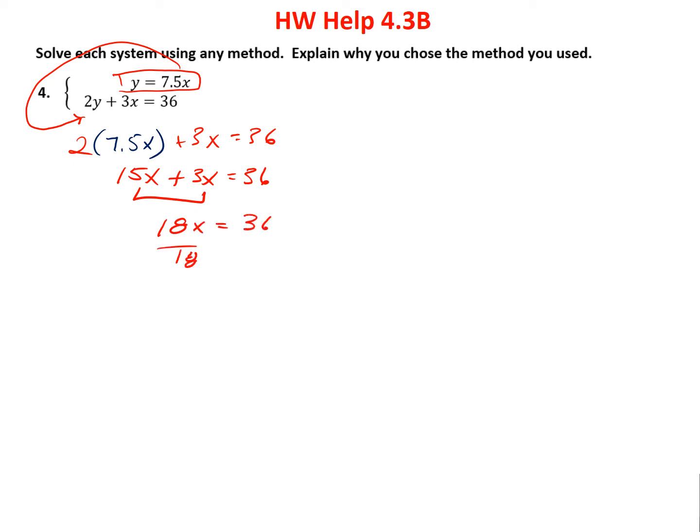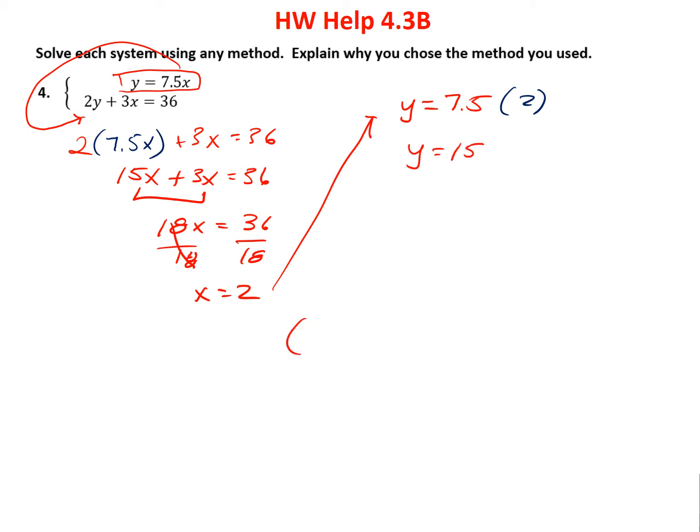Divide by 18. And we have x equals 2. Now we plug that back into the equation, and we have y equals 7.5 times x, but we already figured out that x was 2. So that means y is going to equal 15. So our answer is (2, 15). And again, we use substitution because this one was already solved for one variable. So we might as well just go with substitution. Could have done elimination, could have done graphing, but that looked the easiest to us.